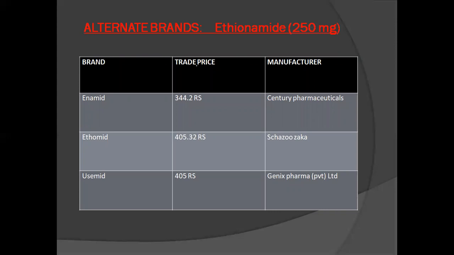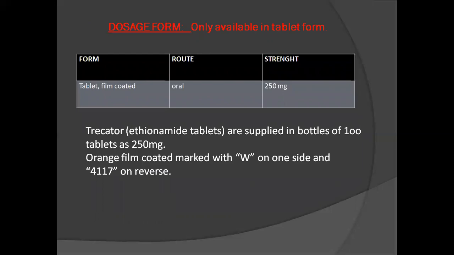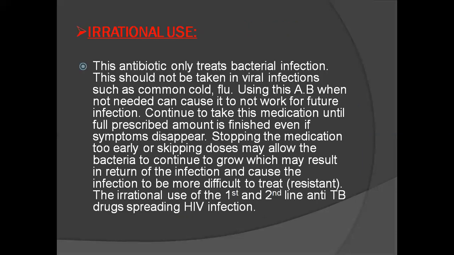There are different alternative brands. For example, Ethionamide, its manufacturer is Century Pharmaceuticals, and there are different prices of different brands. Ethionamide, and we have the Usemed. It is only available in a single dosage form, that is the tablet form, and the route is oral, and its strength is 250 milligram. Trecator ethionamide tablets are supplied in bottles of 100 tablets as 250 milligram, orange film coated, marked with W on one side and 4117 on the reverse.